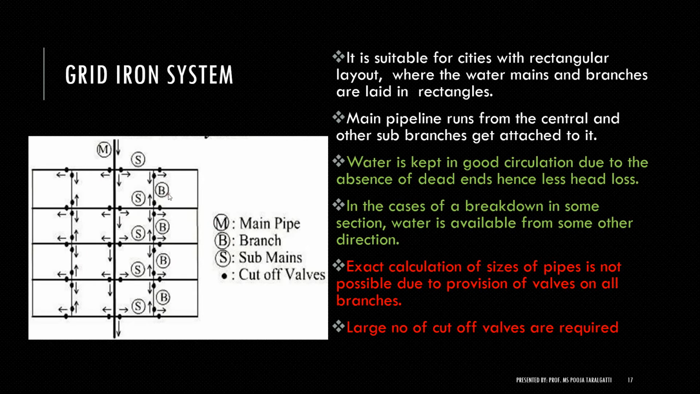The advantage of this one is water is kept in a good circulation due to the absence of dead ends. Hence, the less head loss will be there. You can see because of this rectangular shape, your water will be circulated amongst each and every submain as well as branches. Okay, so dead ends are not there. It means stagnation will not be there.